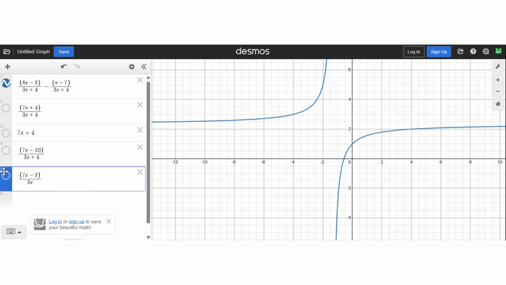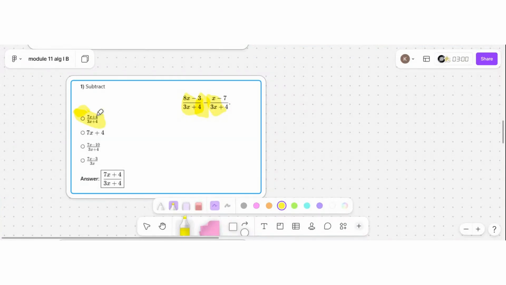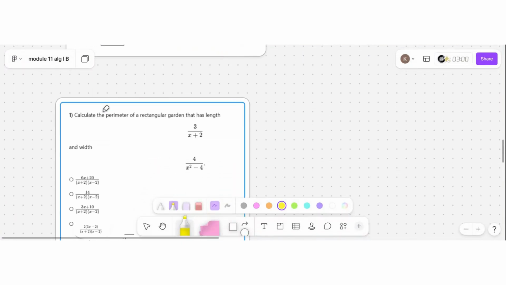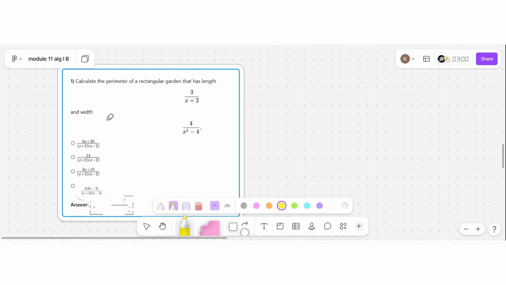These other ones are not overlapping. So the first one's the correct answer. So these are just easy ways for you to get the correct answer by using Desmos.